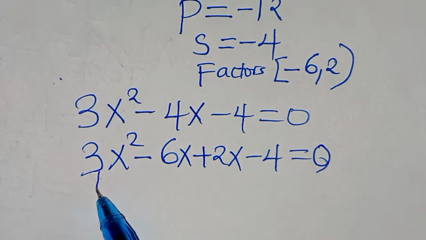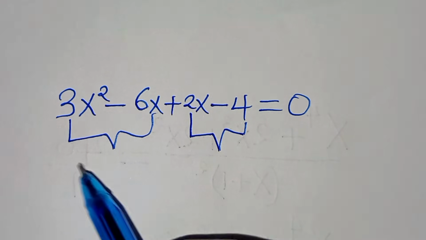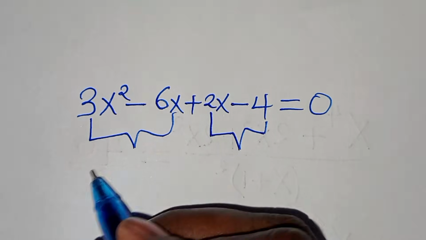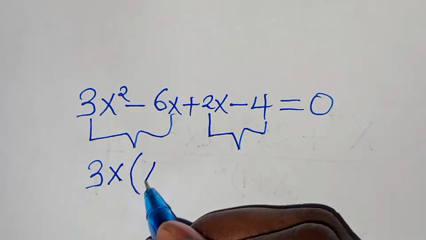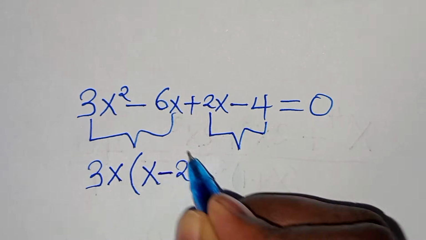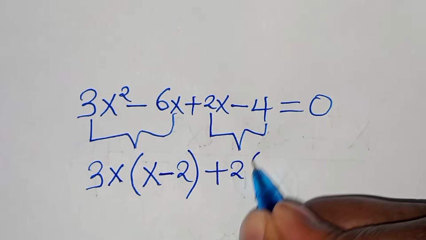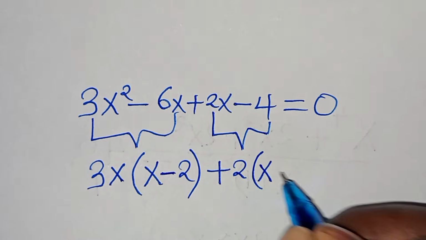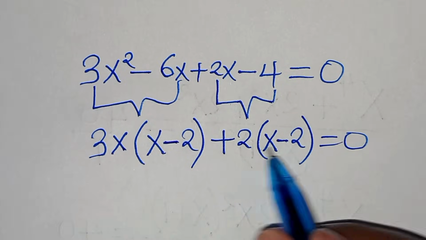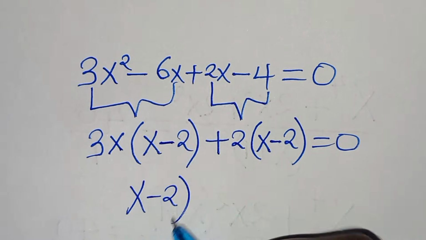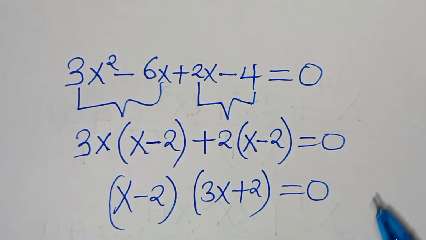So we have two parts here, such that from the first part here, we have that 3x is common, so we can factor out 3x. Here we have x minus 2, then plus 2x minus 4. We have that 2 is common here, so we have x minus 2. This is equal to 0. So x minus 2 is common, so we have x minus 2 multiplying by, here we have 3x plus 2. This is equal to 0.